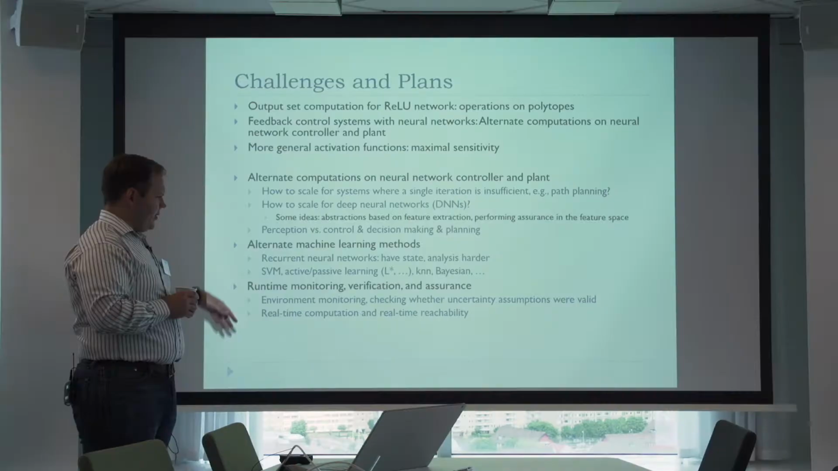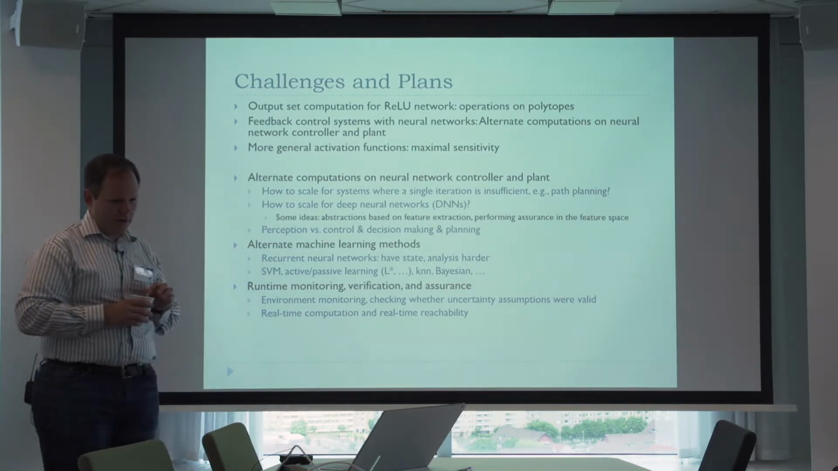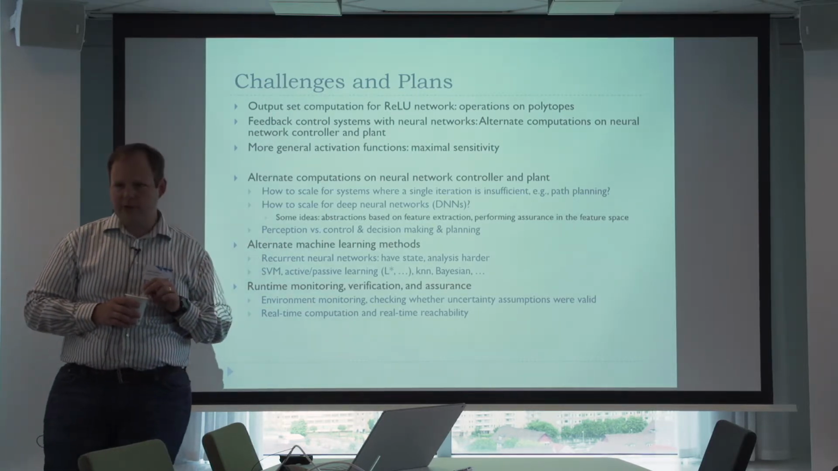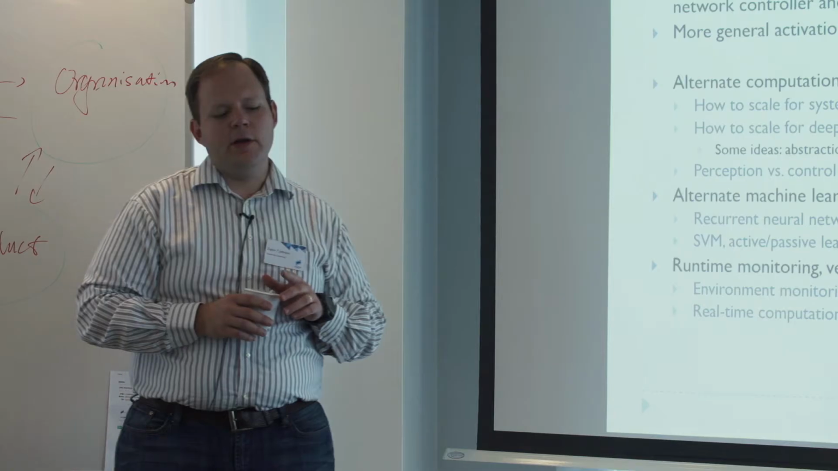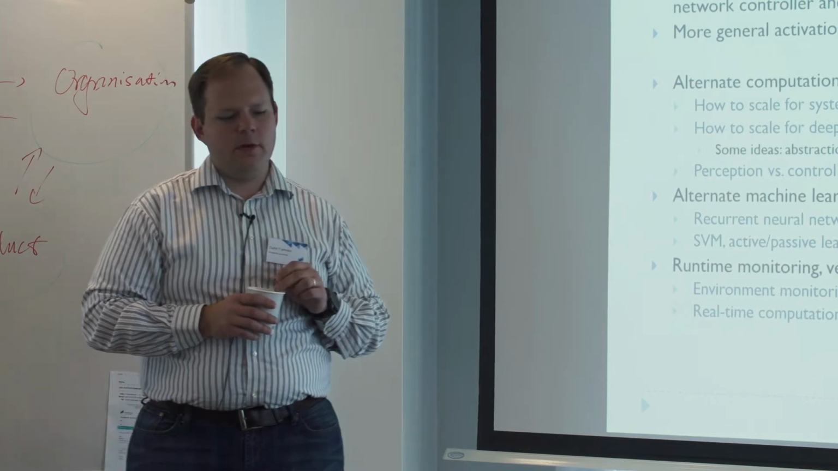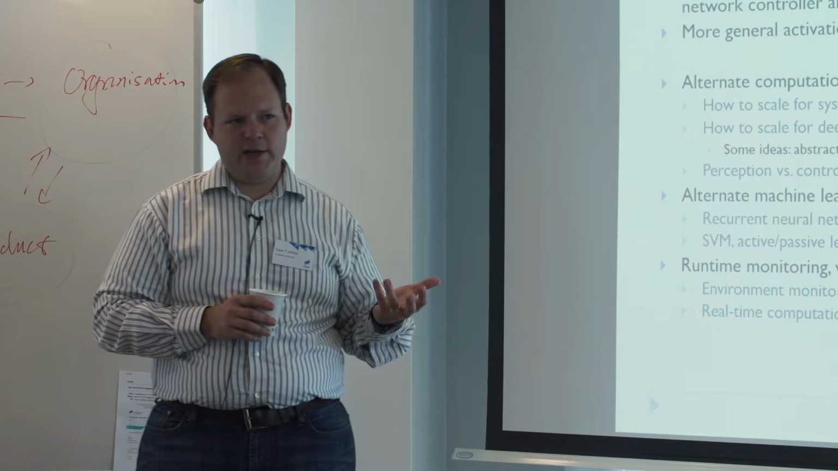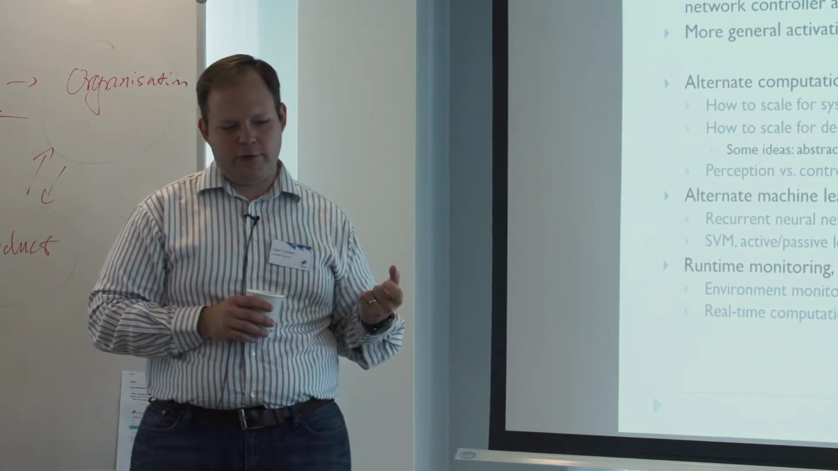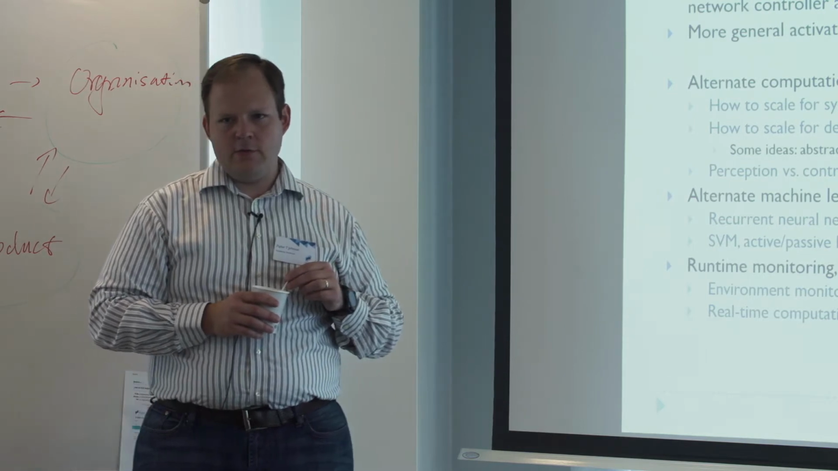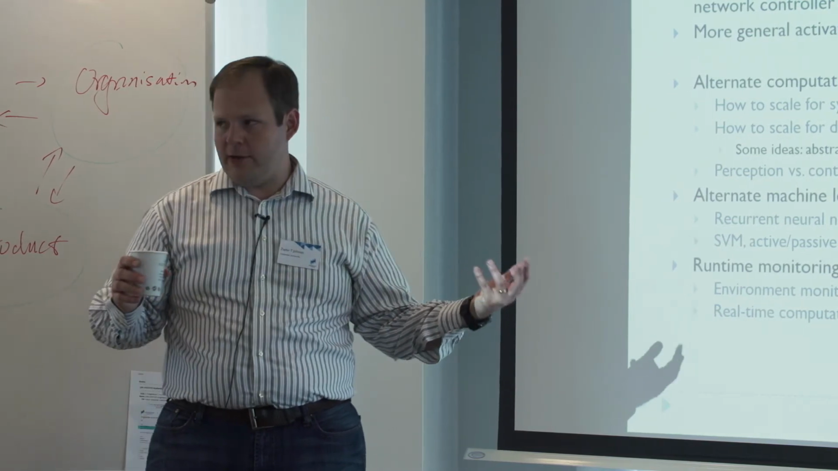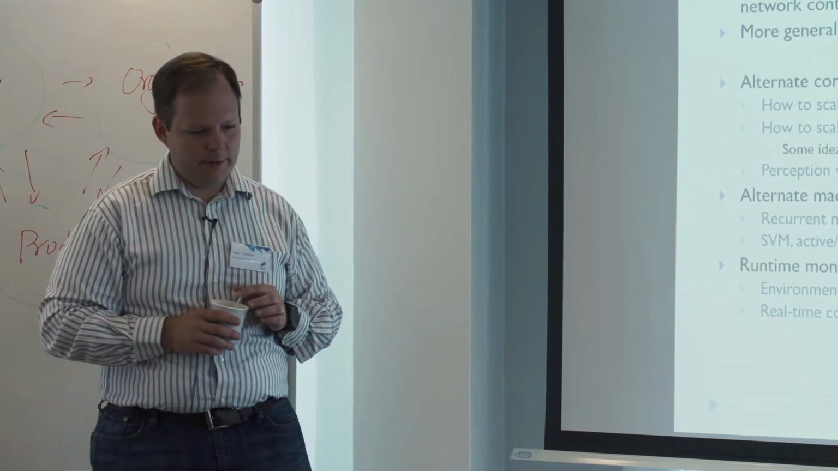So, alternative machine learning methods. We have some ideas for how to handle recurrent neural nets, which are stateful neural networks. However, it's going to be even harder. The way you can view feed-forward neural networks is they have no internal state. They really are a mathematical function. Now, if we look at recurrent neural nets, they may have state, right? So now they're some model of computation that's stateful. So the analysis of that is going to be a lot harder.